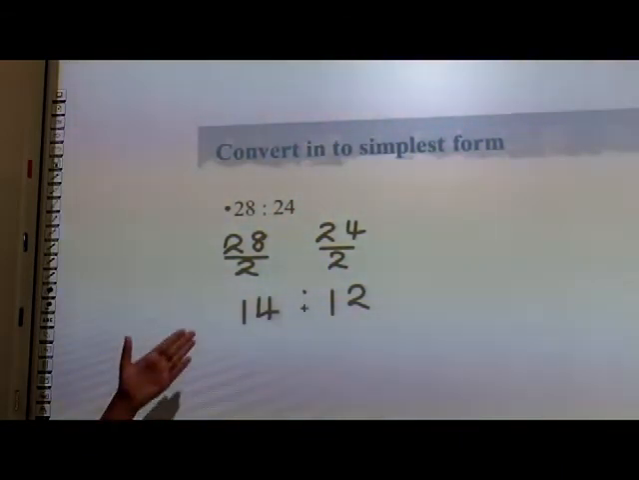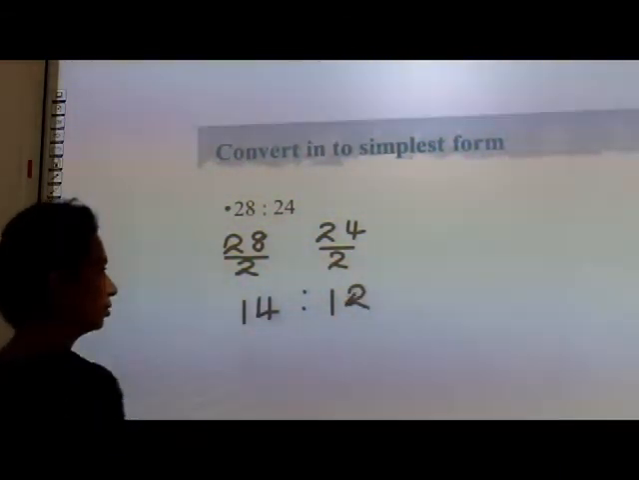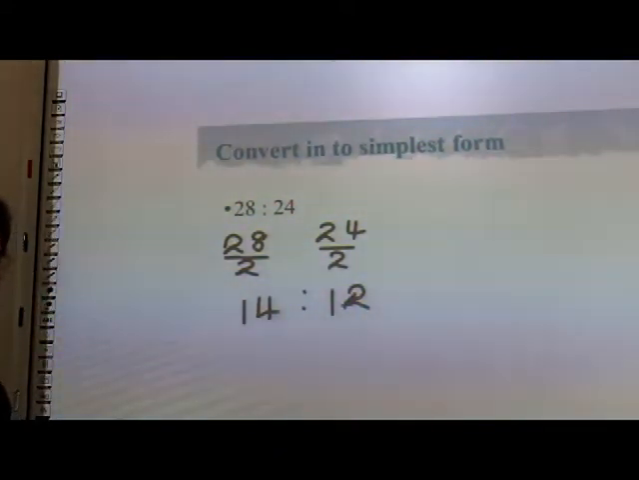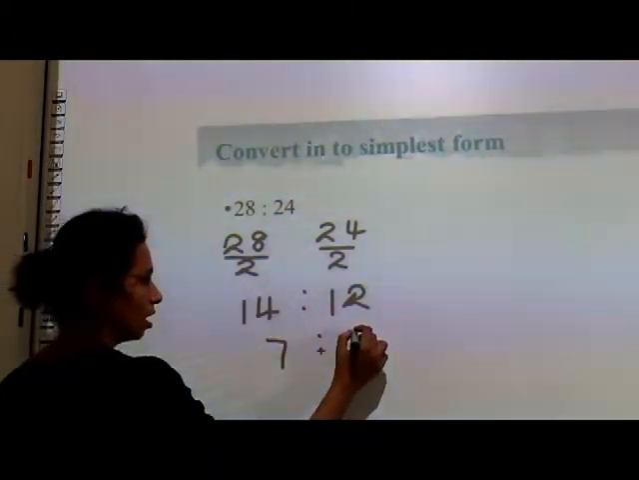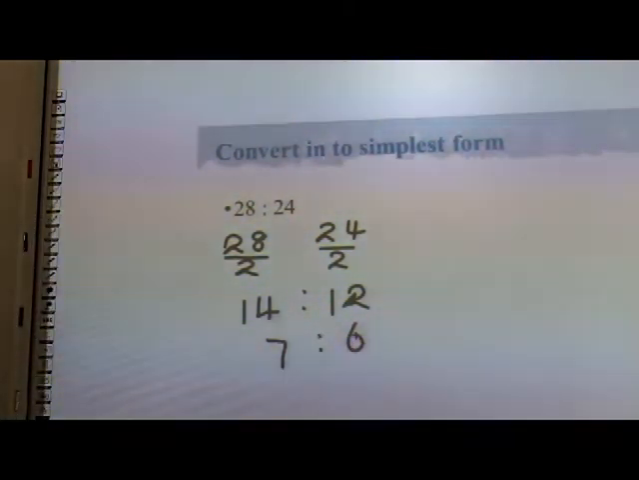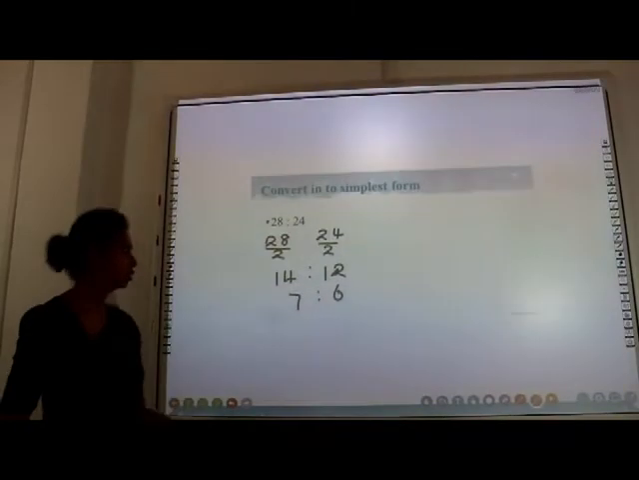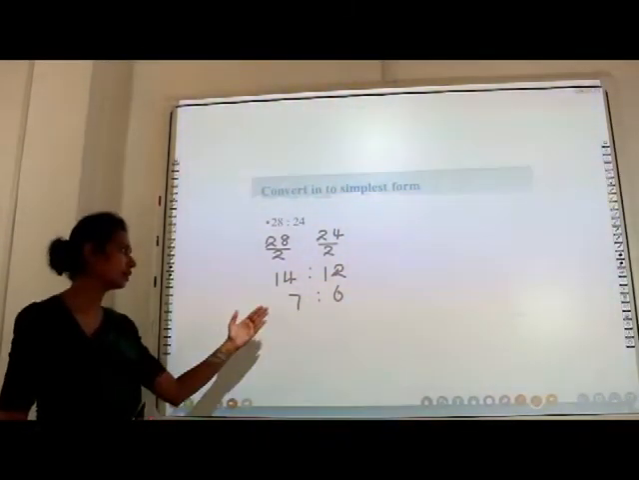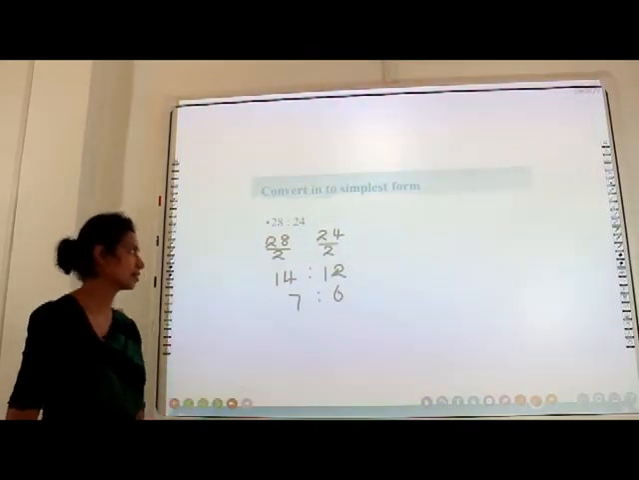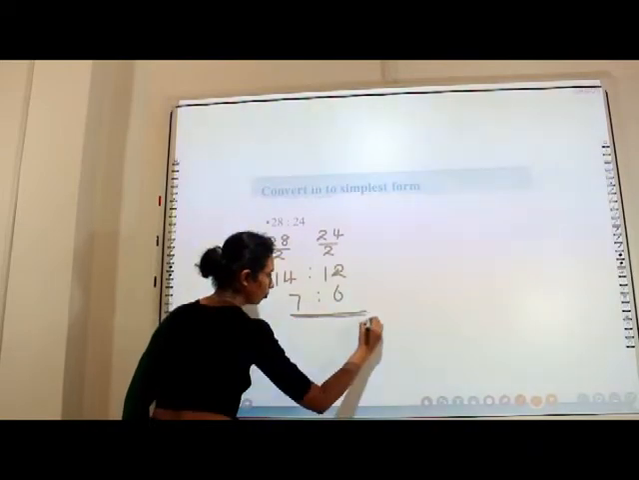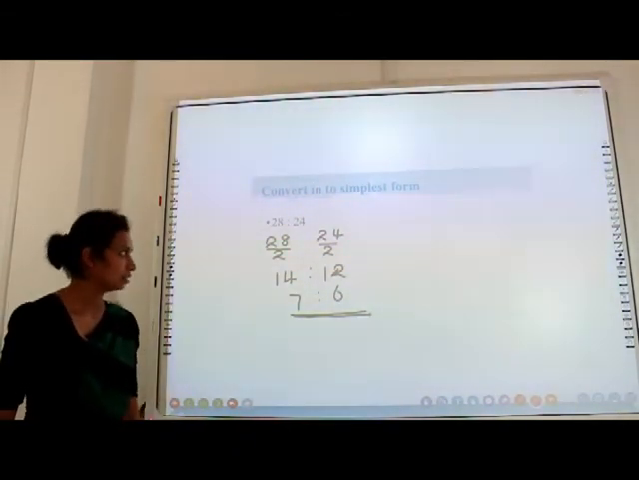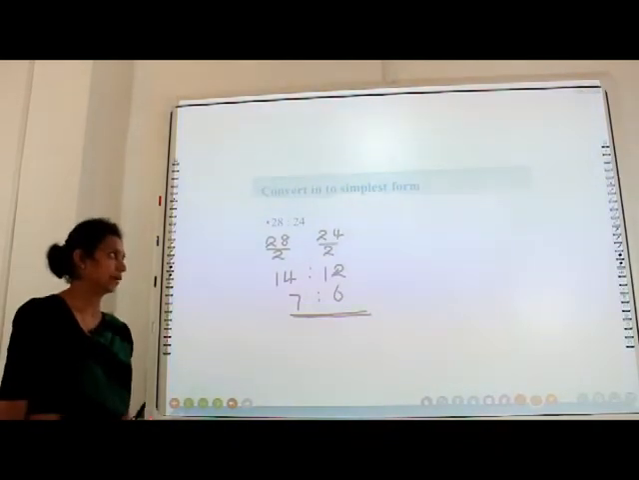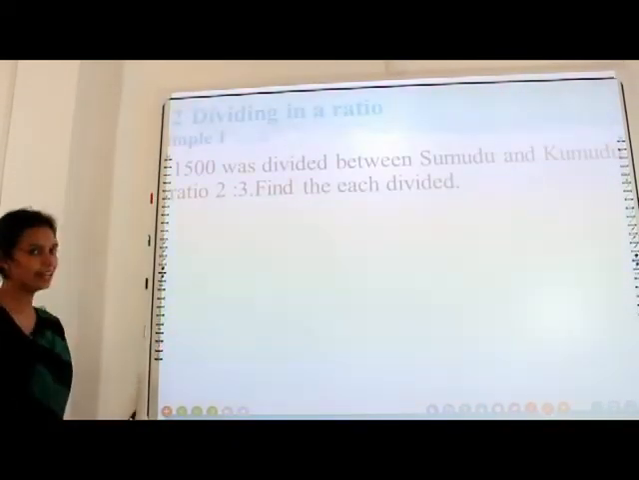28 to 24. And further, looking at these two numbers, you can realize 14 and 12 can also be divided by 2 again. This is 7 and this is 6. 7 and 6 cannot be divided by a common number. So this is the simplest form of the ratio. This cannot be divided by another number. Only one divides both 7 and 6. So this is the simplest form of the given ratio. Keep in mind that when you are given a ratio, make it to the simplest form. Okay, now I will go through the next part of this lesson.